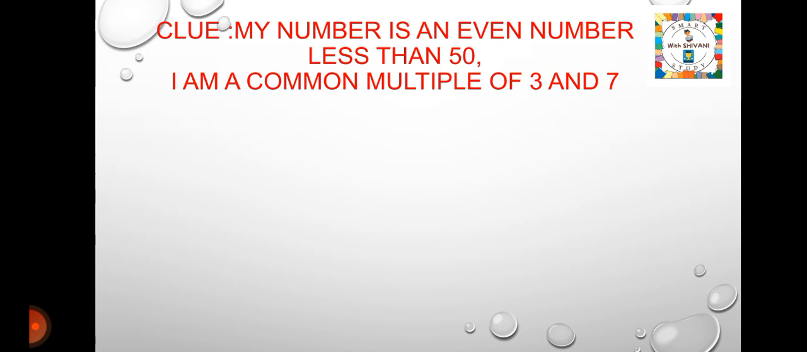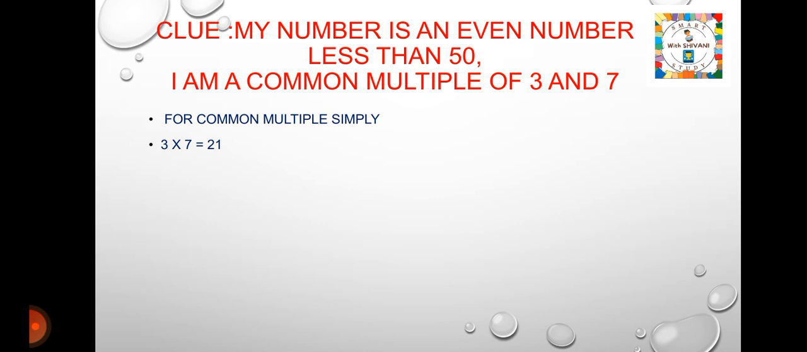Over here there are two clues given to you, that is my number is an even number which is less than 50, and I am a common multiple of 3 and 7. So to begin our answer, we will take the second clue first, that we will first find out the common multiple of 3 and 7. 3 and 7 both are prime numbers, so we simply multiply 3 and 7, so we get 21.